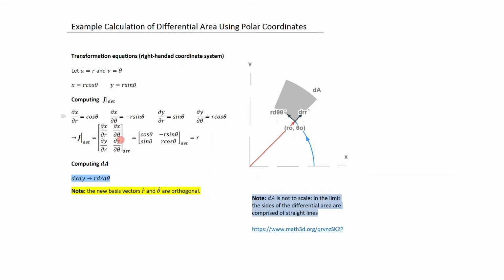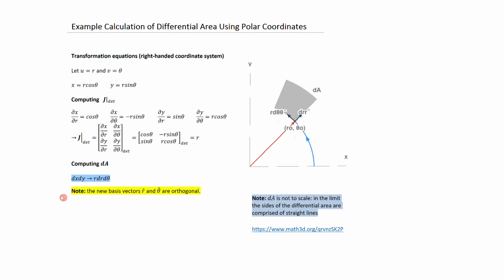If you take these values and plug them in, you end up with this. Now you have to take the determinant, which is this times this minus this times this, and you end up with r. So the determinant of the matrix is r. And r, of course, will be a value greater than or equal to 0, so it's always a positive value.